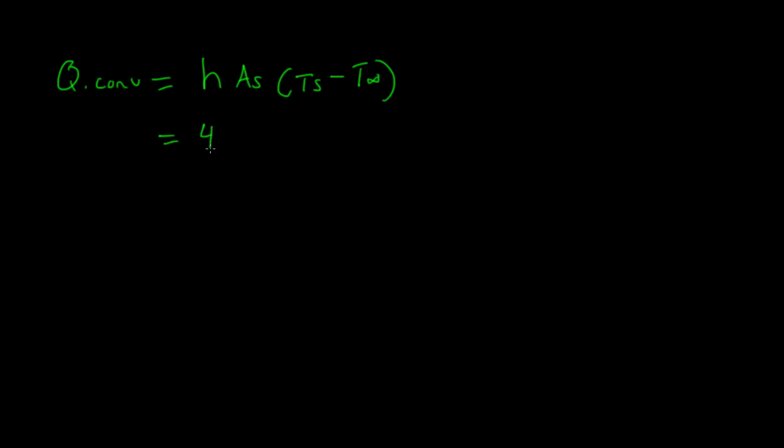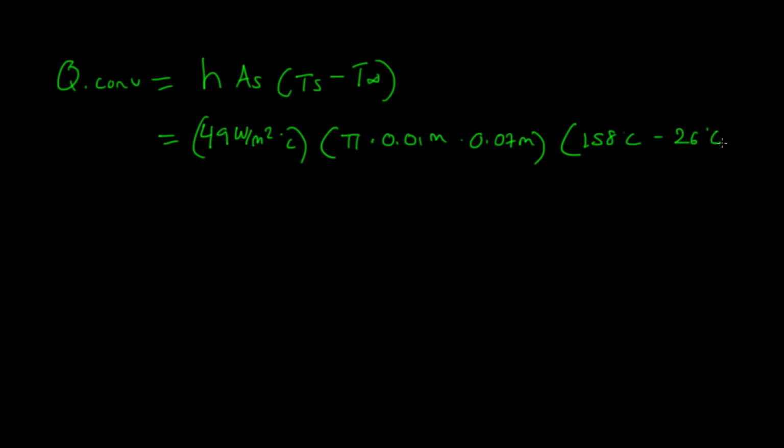Let's put in the numbers. So this is 49 watts per meter squared degrees Celsius. Area of the surface, this is pi D L, so this is pi times the diameter, which is 0.01 meters, and L, which is 0.07 meters. That was given at the beginning. Now, temperature of the surface is 158 degrees Celsius, and temperature of the environment is 26 degrees Celsius. Okay. So now all this should give us our Q convection. All right. So let's go ahead and work that out.